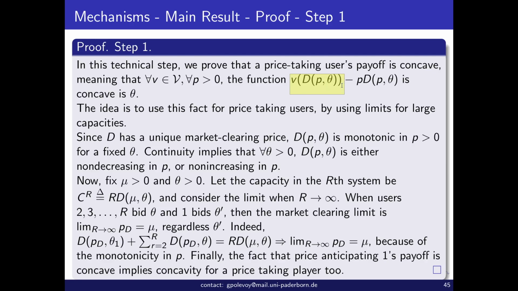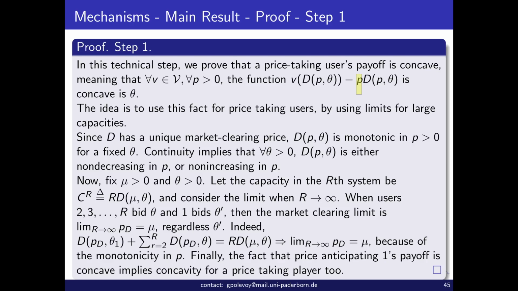When you assume that you have a price, you don't see the dependency on those bids, and minus the price you pay, which is the given price times what you get. Because in the case of the original mechanism, it's simply the value of your share of the resource times what you bid. What we now prove is that that thing is concave.